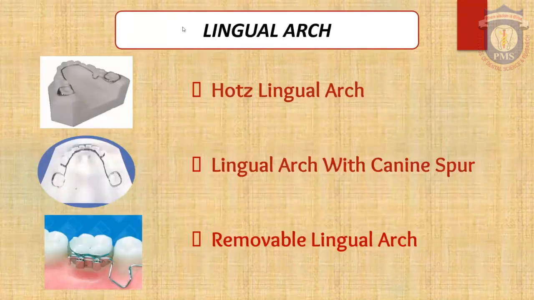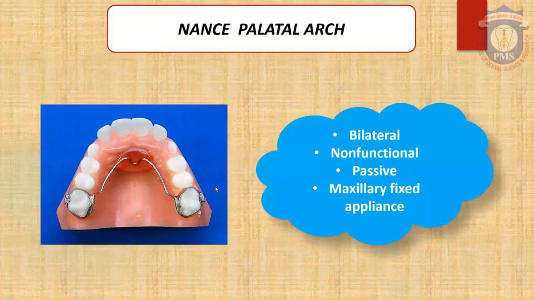Coming to the various modifications, when a U-loop is incorporated, it is known as Holt's lingual arch. Activation of this appliance can be done by opening up the U-loop. To prevent the distal movement of the canine, a spur can be attached. Such modification is known as the lingual arch with canine spurs. The lingual arch, that is a fixed appliance, can be made removable by incorporating a sheath on the lingual surface of the band, and such appliance is known as removable lingual arch.